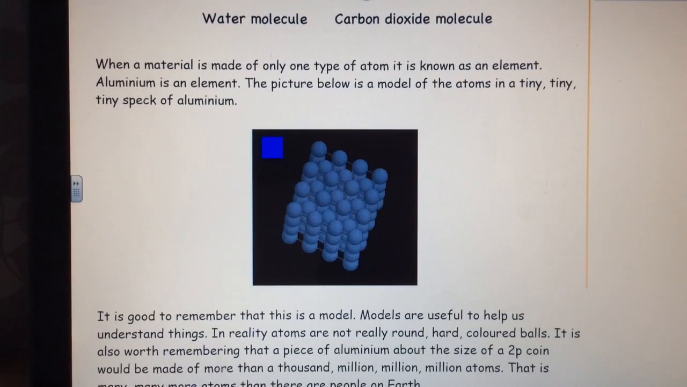When a material is made of only one type of atom, it is known as an element. Aluminium is an element. The picture below is a model of the atoms in a tiny, tiny, tiny speck of aluminium.